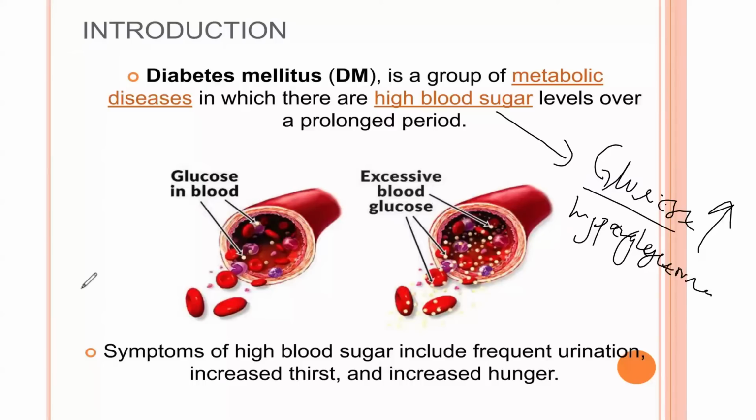hyperglycemia. Emia means blood, so it means a high glucose level in the blood. And of course, if the concentration of glucose is low, then the condition is called hypoglycemia. So in the case of diabetes mellitus, it's when the blood glucose level is high over a long period of time.